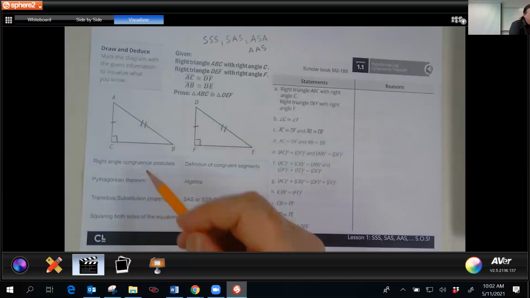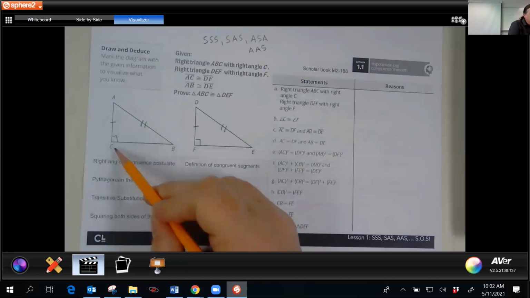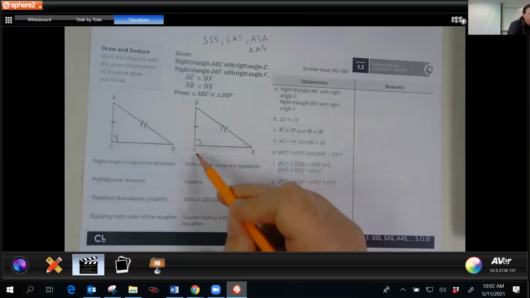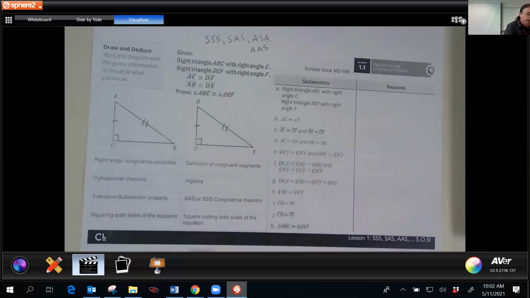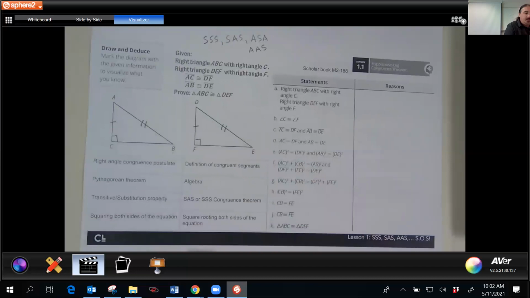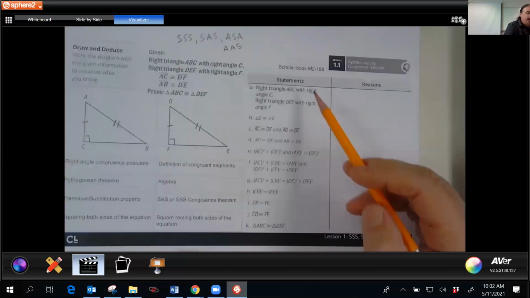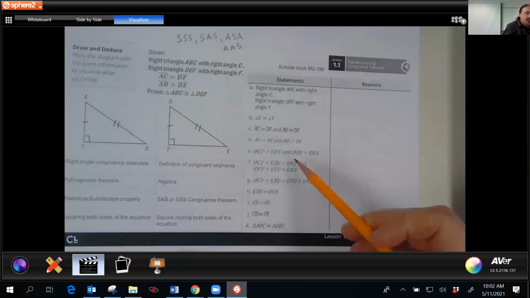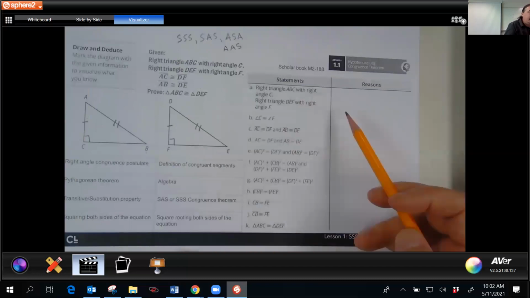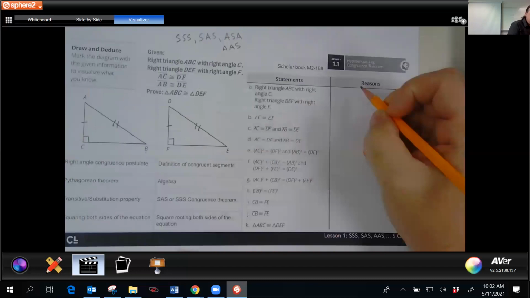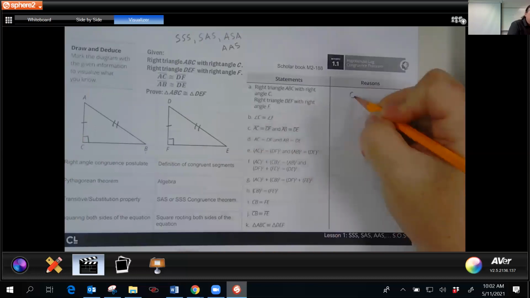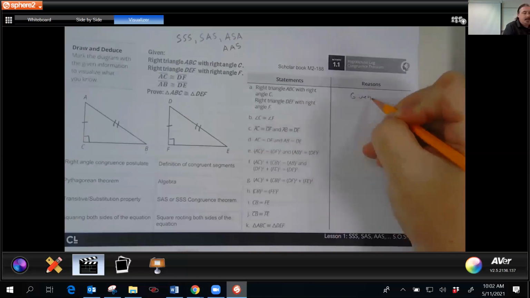So we need to prove that CB is congruent to FE. And the way we're going to do that is we're going to use the Pythagorean theorem. Let's go through this process. We have our list of statements, and then we have to figure out why we can say these things. For A, that's the easiest part. They're given.